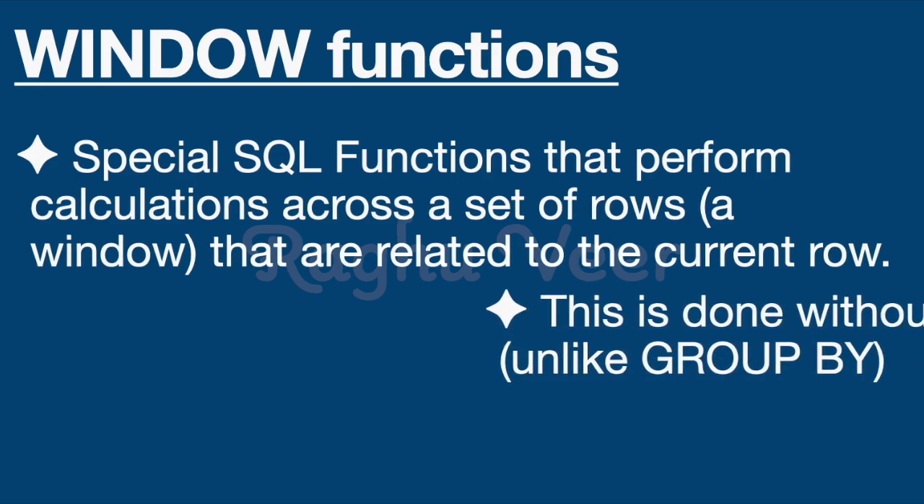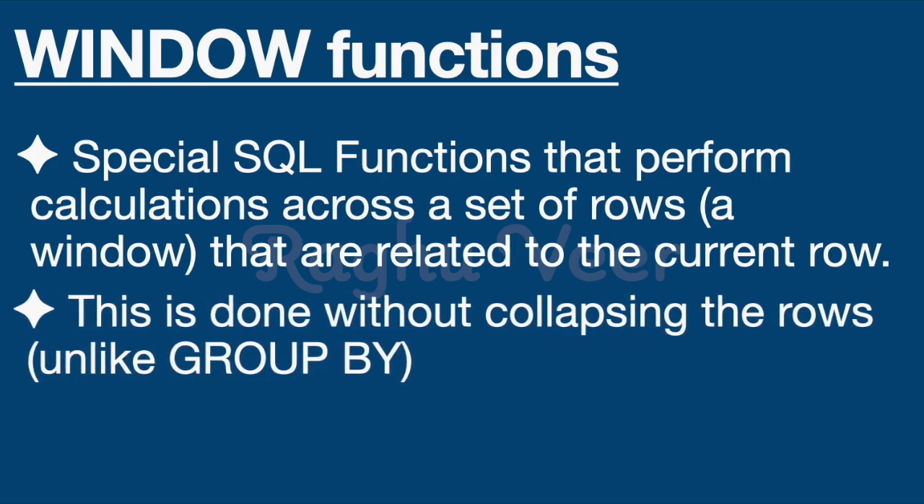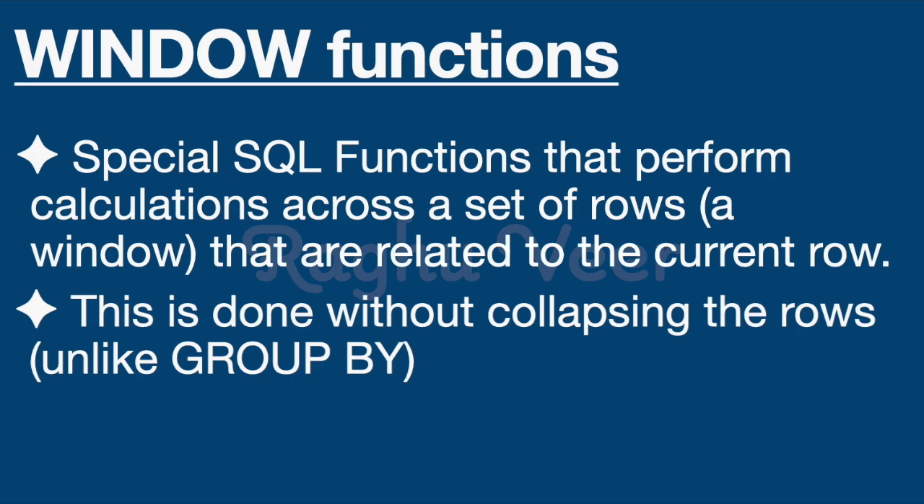Now, we have seen calculations across a set of rows in group by, but the problem with group by is it collapses all the rows. For example, we calculate the sum or average or count of a set of rows, but all the rows are aggregated or collapsed in group by. Whereas in window functions, there is no collapsing. Every row will be there in the output.